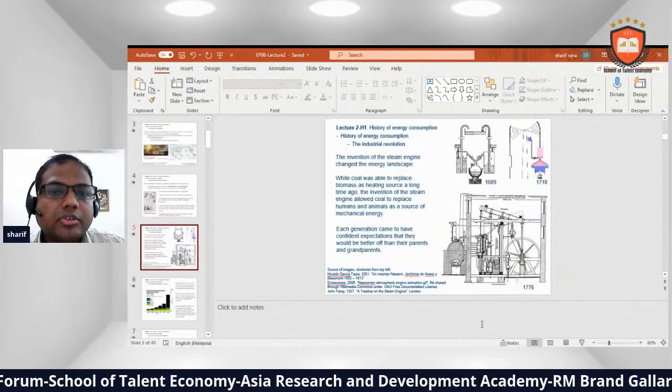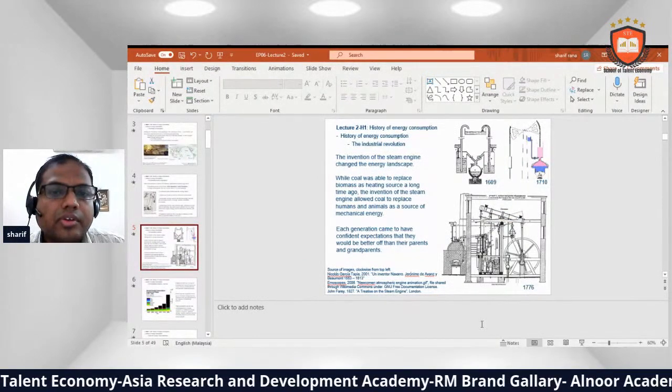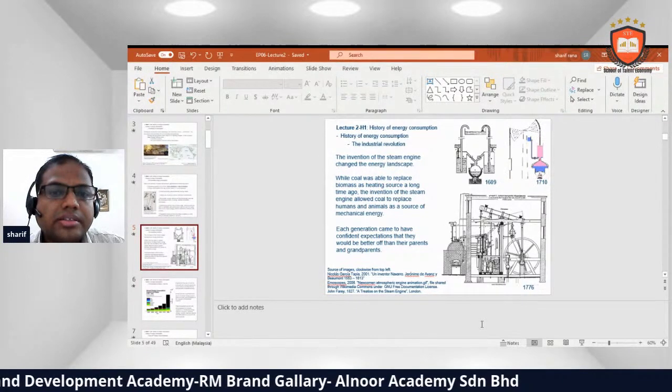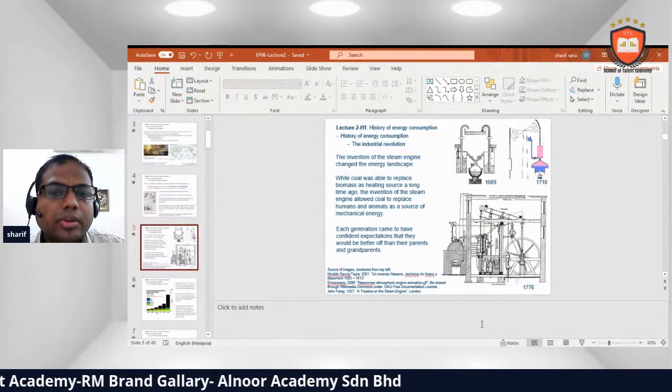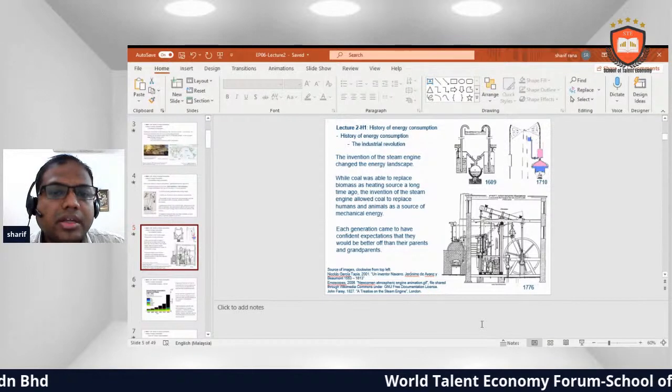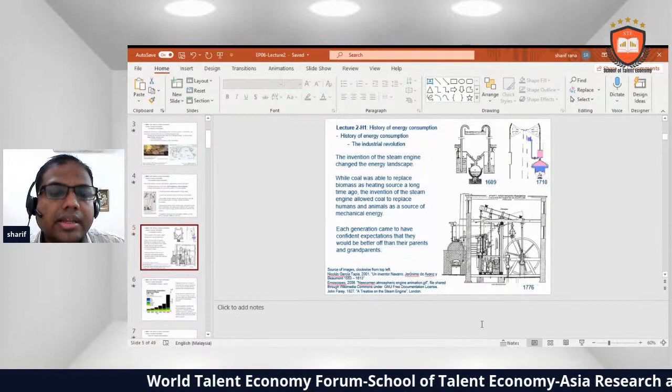History of energy consumption: the Industrial Revolution. The invention of the steam engine changed the energy landscape. While coal was able to replace biomass as a heating source a long time ago, the invention of the steam engine allowed coal to replace humans and animals as a source of mechanical energy.